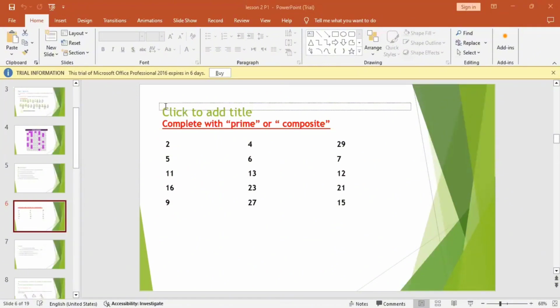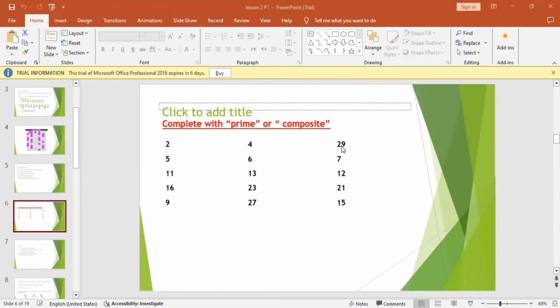Complete with prime or composite. 2 is prime, correct. 4 is composite. Any even number is composite except 2. So 4 is composite, 6 is composite, also 16 is not a prime, it's composite, and 12 is composite. Any even number is a composite number except 2.